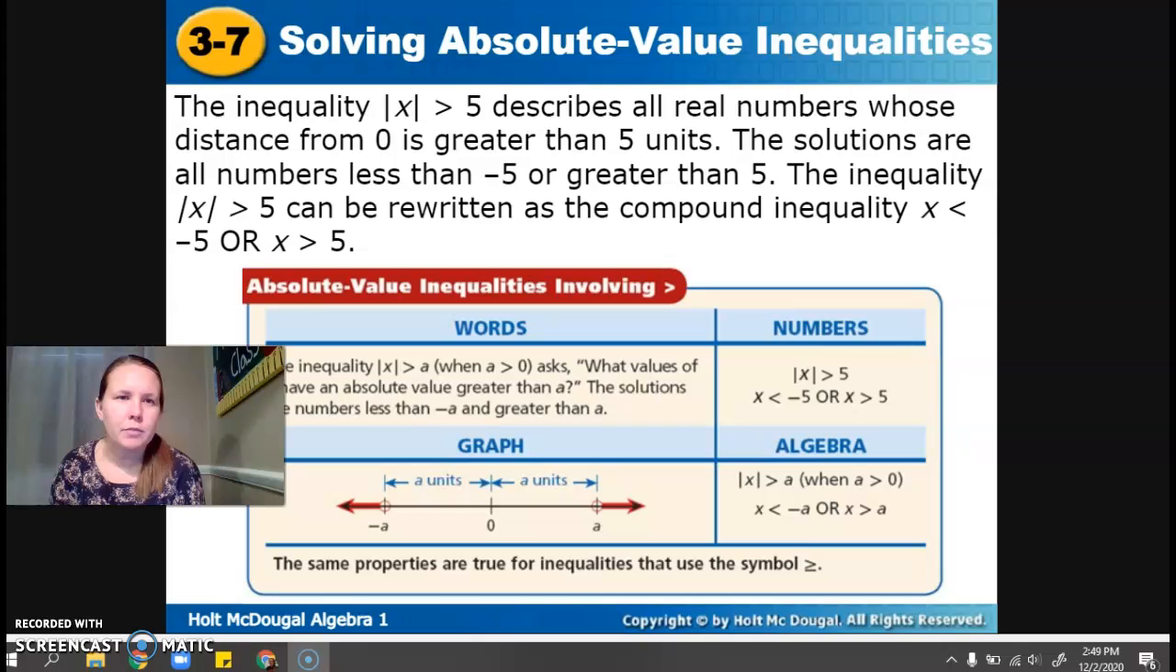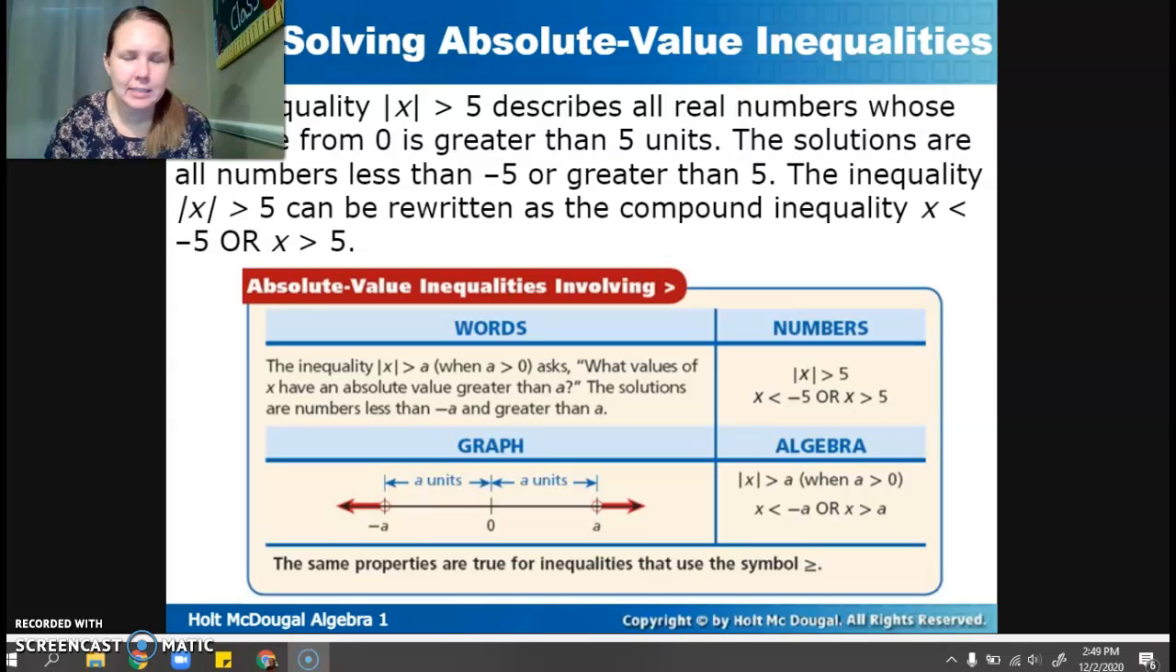The inequality of the absolute value of x is greater than 5 can be written as the compound inequality x is less than negative 5 or x is greater than 5. So again, looking at this one, because of the absolute value, since this one has a greater than symbol, once I have that absolute value by itself, it means it's going to be an OR situation. Okay, so your symbol is always going to tell you what kind of situation it is. Is it an AND or is it an OR situation? So in this case, ORs are, I think, a little easier.